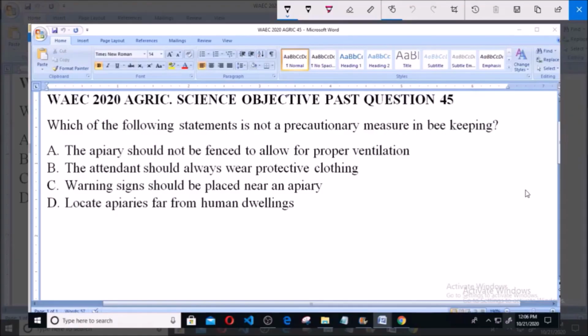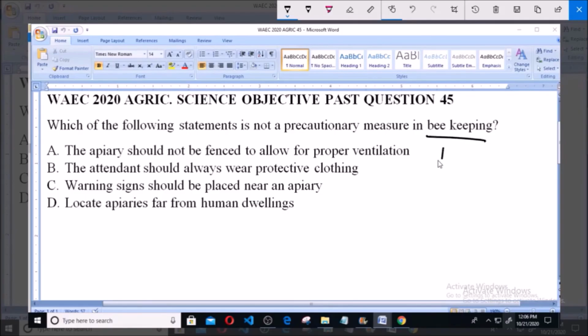Hello and welcome. I will be answering WAEC 2020 Agric Science Objective Past Question 45. Which of the following statements is not a precautionary measure in beekeeping? A. The apiary should not be fenced to allow for proper ventilation. B. The attendant should always wear protective clothing. C. Warning signs should be placed near an apiary. D. Locate apiaries far from human dwellings.